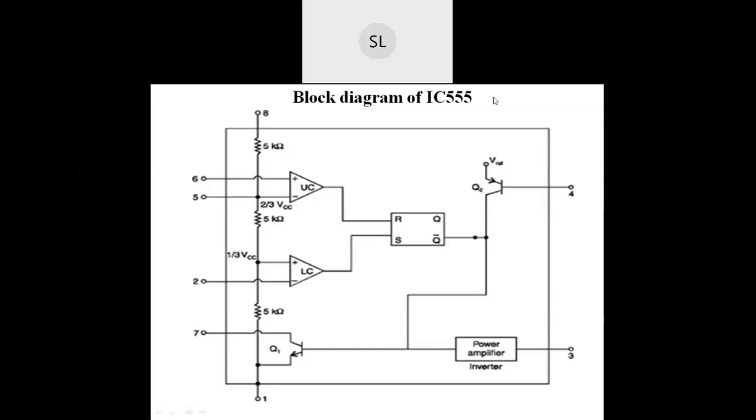Okay, so we have already discussed the internal structure of this IC 555, and what happens whenever the voltage at a particular point, that is at pin number 2 or pin number 6, goes beyond a particular level, the different states of these comparators, and depending upon the output of these comparators, the output of this IC 555 will be either high or low. Okay. So now we will first discuss one of the applications of this IC 555, which is the astable multivibrator.